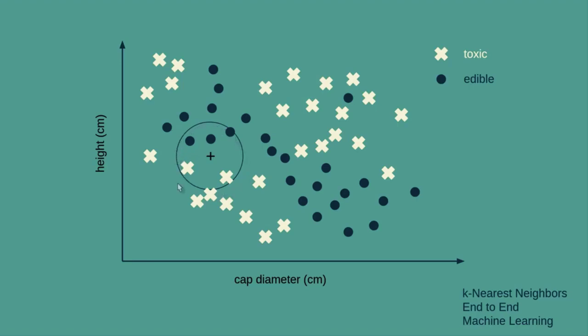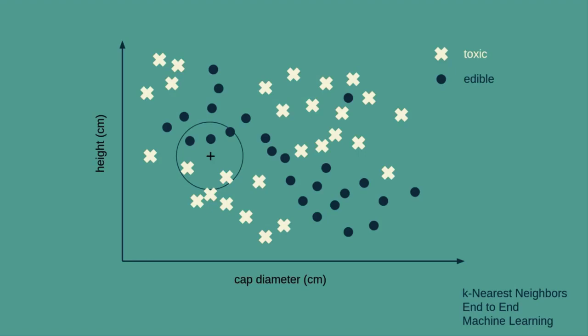What this circle implies is that we're using an L2 norm. We're taking the difference in height squared and the difference in cap diameter squared, adding them and taking the square root, and that's the distance. It's the Euclidean distance. It's the as the crow flies distance if you're looking at a map. It makes a nice circle. All of the points on that circle are an equal distance from that plus sign.